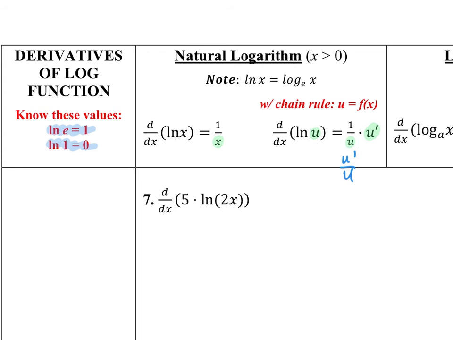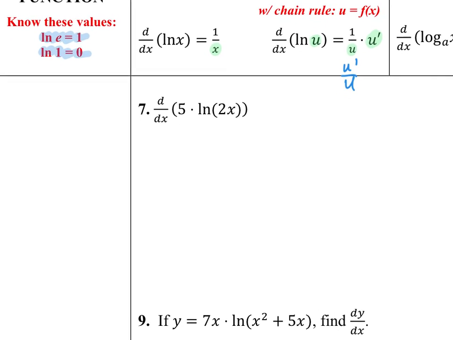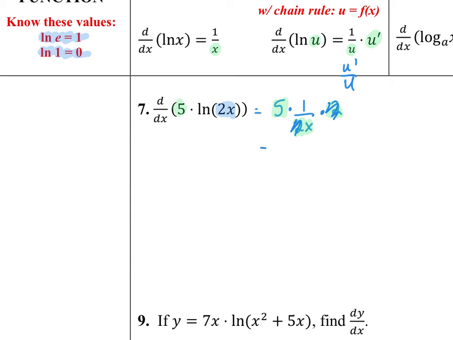On question number 7, I'm asked to do the derivative of 5 times the natural log of 2x. So just applying this rule, it says to do 1 over that argument times its derivative. Recall that multiple constant, that 5 just goes along for the ride. And I do 1 over the 2x times the derivative of 2x. And all that's left is to simplify. And what I can see is my 2's will cancel out. And my final answer here will just be 5 over x.